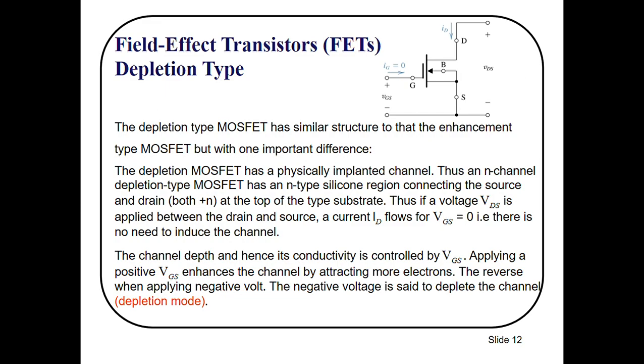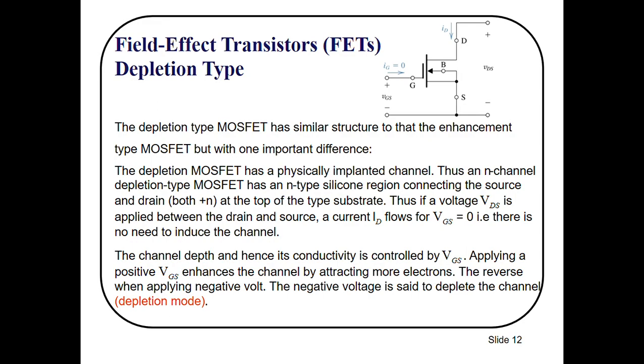Another type of transistor is the depletion type field effect transistor. Depletion type MOSFET has a similar structure to that of enhancement type, but with one important difference. In the depletion type MOSFET, the channel is already physically implanted. So when you apply even a small drain voltage, the current will start to flow between source and drain terminals.